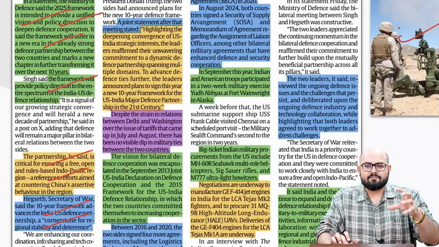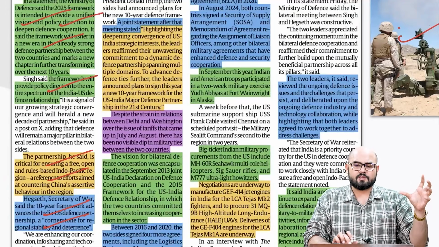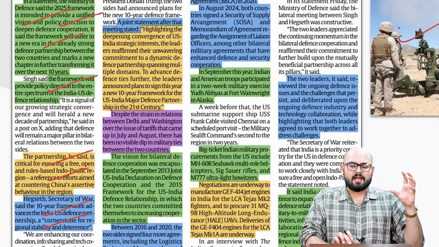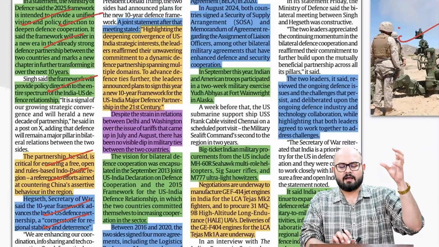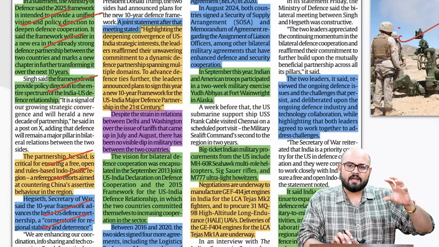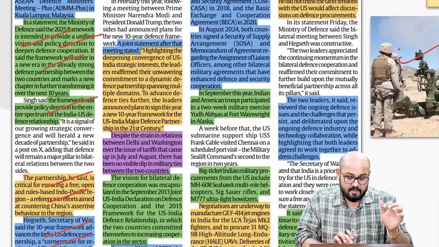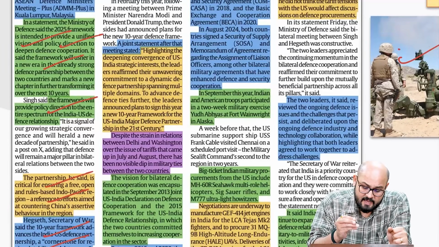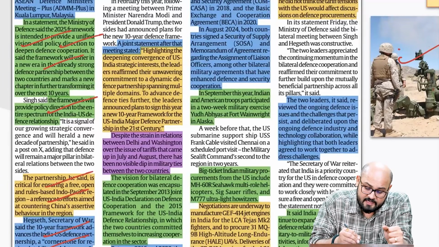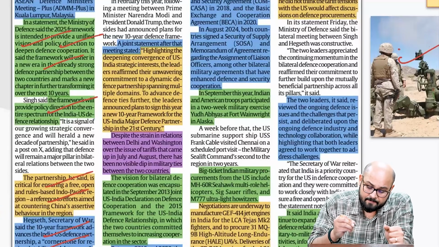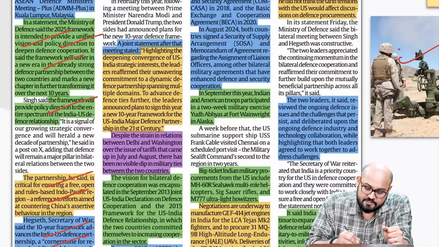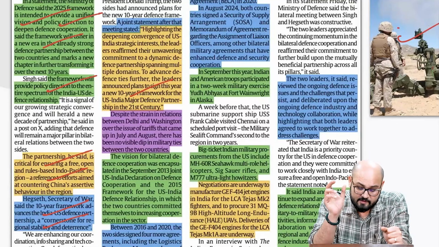Please understand, we have these dominant military industries in the US, and they would get a kind of contract for supplying a lot of defense platforms to India. So therefore, it is in a way boosting the American economy. That is also what you will have to understand. A joint statement after the meeting stated, highlighting the deepening convergence of US-India strategic interests, the leaders reaffirmed their unwavering commitment to a dynamic defense partnership spanning multiple domains. To advance defense ties further, the leaders announced plans to sign this year a new 10-year framework, right? That is the major defense partnership.